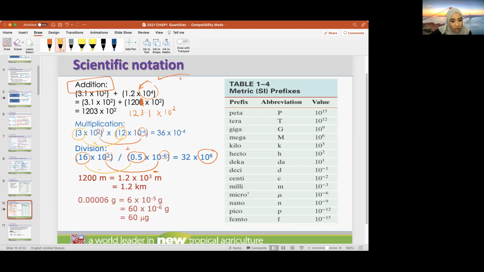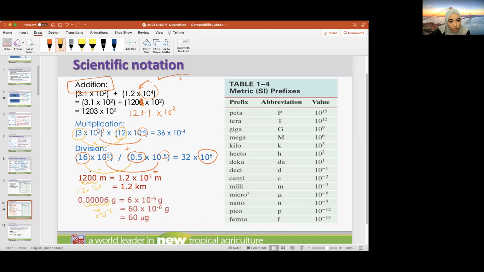Okay, so now this is another example. It's 1,200 meter. It wants to convert to scientific notation. So I can do this 1, 2, 3. So I should get 1.2 times 10 to the 3. And then for this one, 1, 2, 3, 4, 5. So it should be 10 to the minus 5 because I'm going to the right.